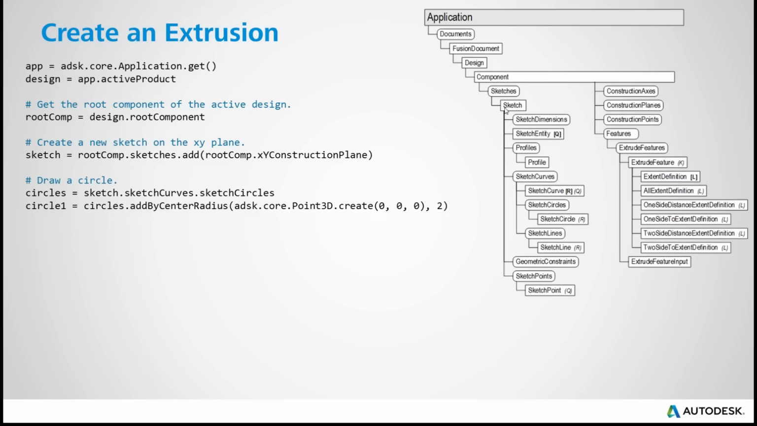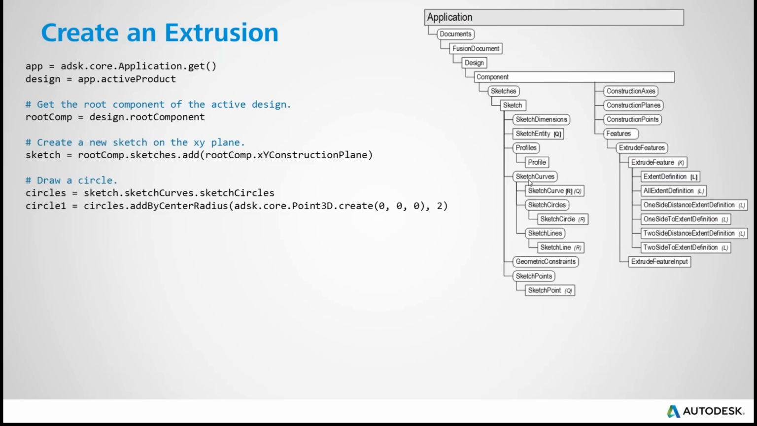Next we wanted to draw a circle. From the sketch, I call a property on it called sketch curves, and you can see that object in the chart, in the middle under sketch there. That's another collection, and that collection contains all of the curves in a sketch. That's everything in a sketch except for text and points, and decals or images.